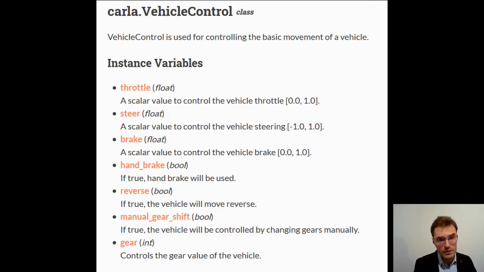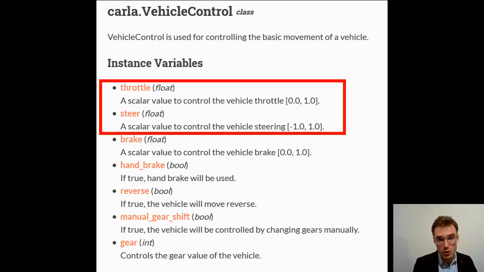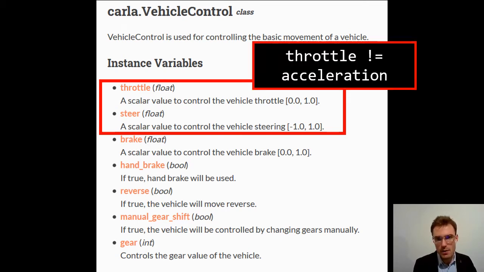Back to CARLA. If you want to control the agent, CARLA wants you to give some object, which is the CARLA vehicle control. It has a couple of attributes, two of them interesting for us today. The one about the acceleration, how you press the pedal for accelerating, is called the throttle. It has continuous values in [0, 1]. And then steering is about the steering wheel, obviously -1 to 1, depending on whether you want to go left or to the right. But again, just mentioning two points: the acceleration is not the throttle.